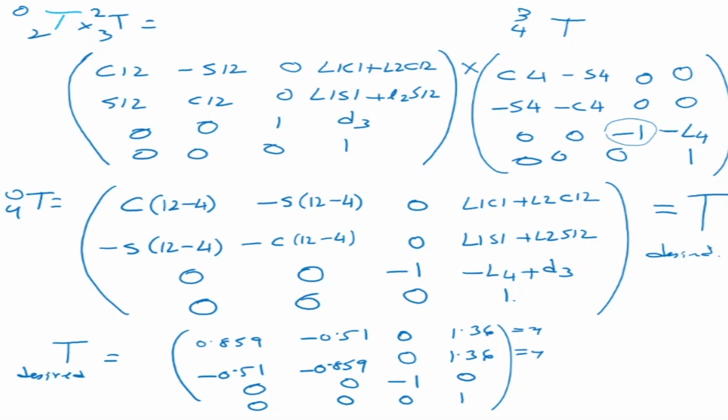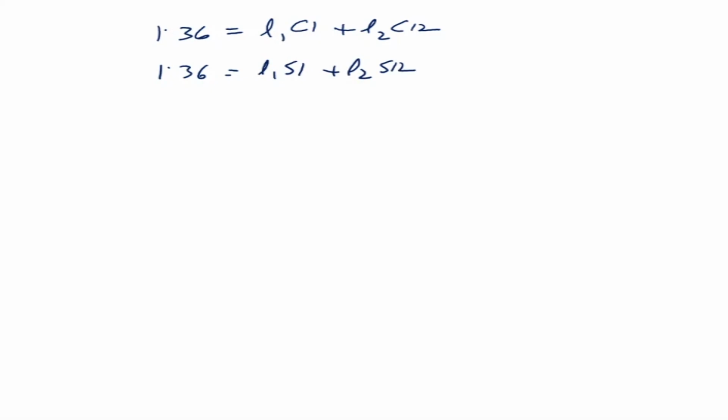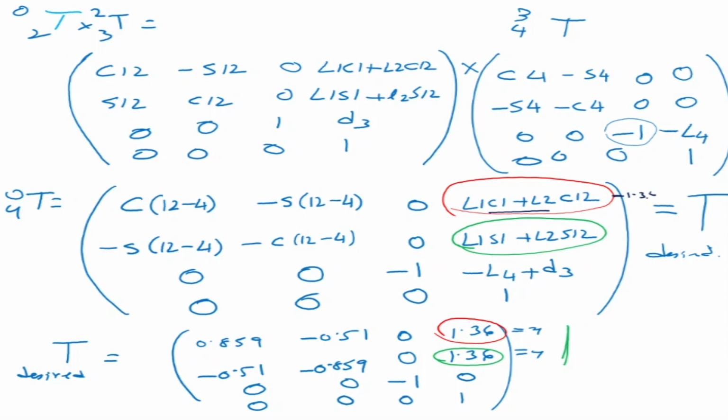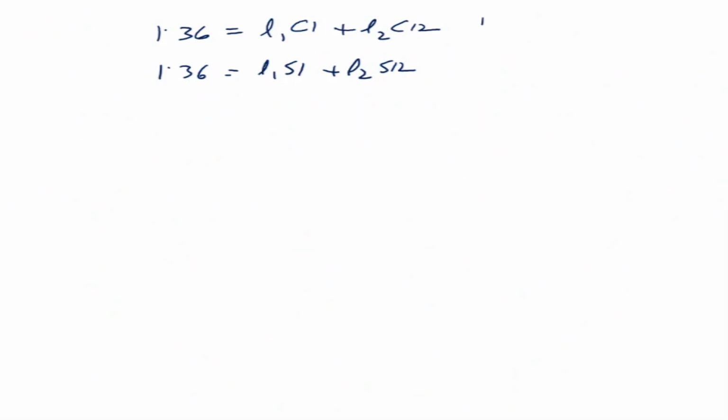So I equate these two and I try and solve now. As we said, when we're trying to solve, we target this one first. We target this and that, then we equate these two and try to solve. So let me start the solution procedure from that end. 1.36 is equal to L1 cos 1 plus L2 cos 1,2, and 1.36 is equal to L1 sin 1 plus L2 sin 1,2. That was here. So I'm equating this to 1.36 and this to 1.36. Now see that there are two unknowns.